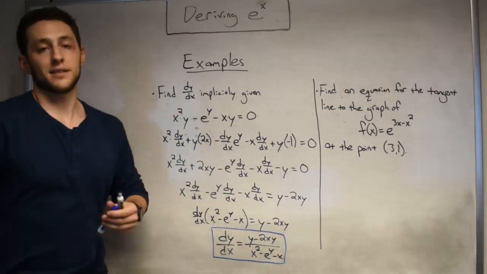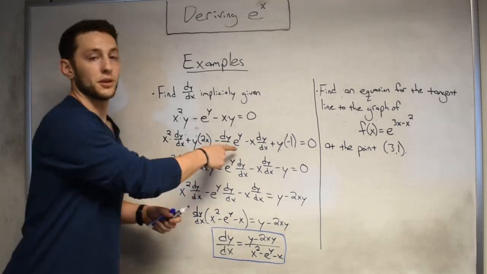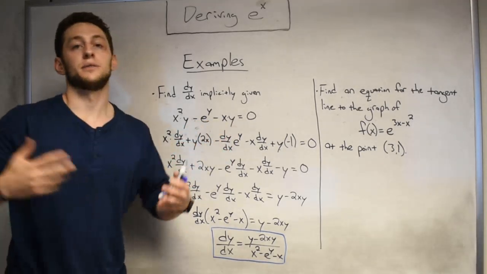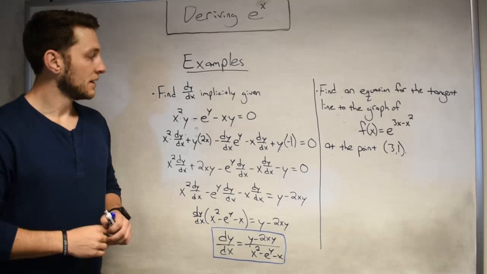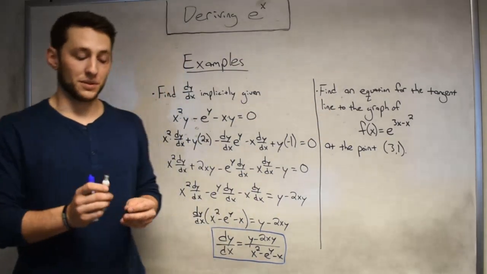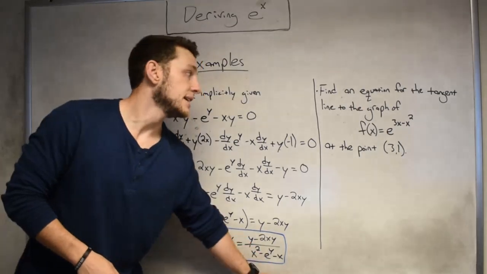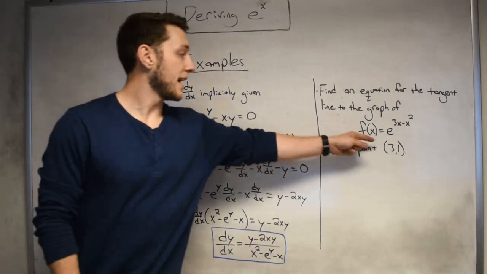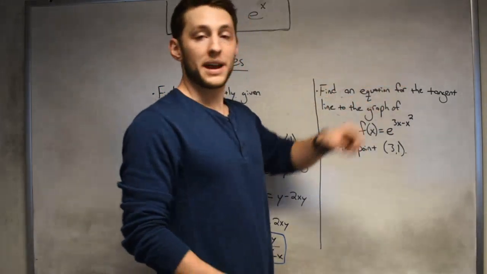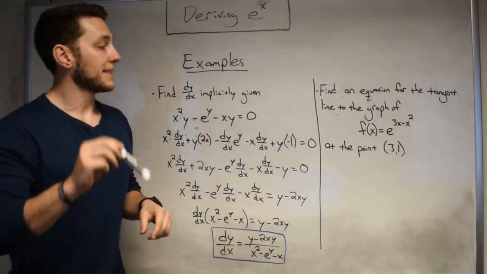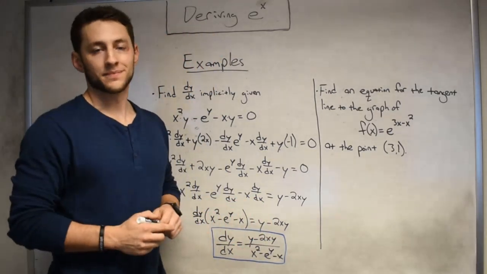So yet again, implicit stays the same. We just pick up another rule, how to derive that e to the blank power. Now let's go over to another classic problem. Find an equation for the tangent line to the graph of the function f of x equals e to the 3x minus x squared at the point (3, 1).